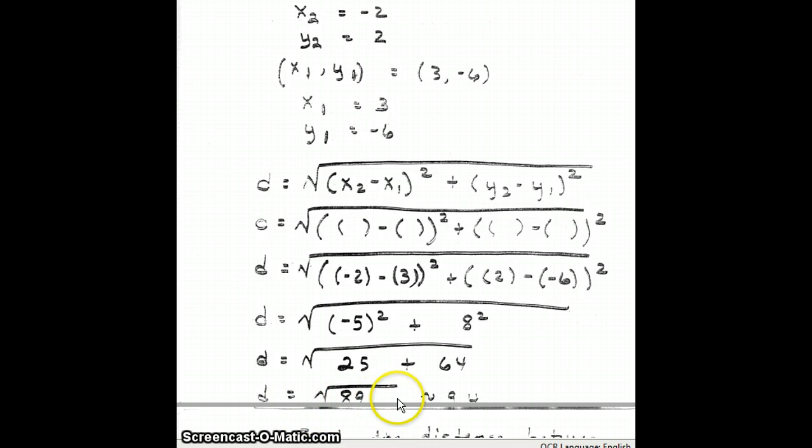For your homework, what you can do is just leave them in this format of the square root. You don't have to do an approximation to 1 decimal point. Leaving it as a square root is perfectly fine.